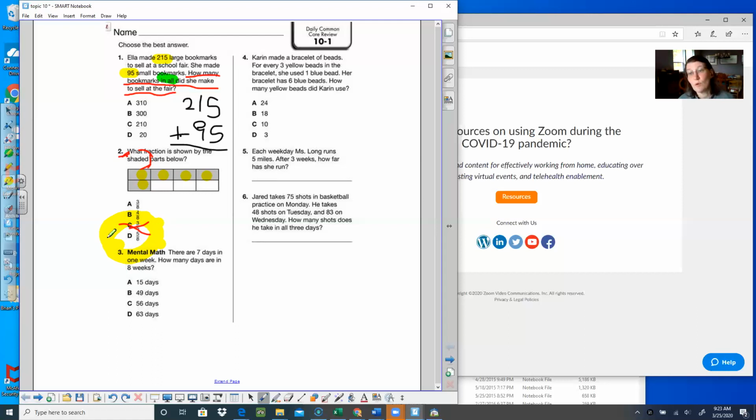Okay, number 3. Remember, even though it says mental math, please still show your work. There are 7 days in 1 week. How many days are in 8 weeks? So I need to identify the important numbers in that problem. Hopefully you were thinking about 8 and you were thinking about 7. Now, I could use repeated addition, but that would take me like forever, and that's not a good use of my brain. So hopefully you are thinking 7 times, whoopsie, that's a times, 8. I'm having trouble with my finger on my screen.